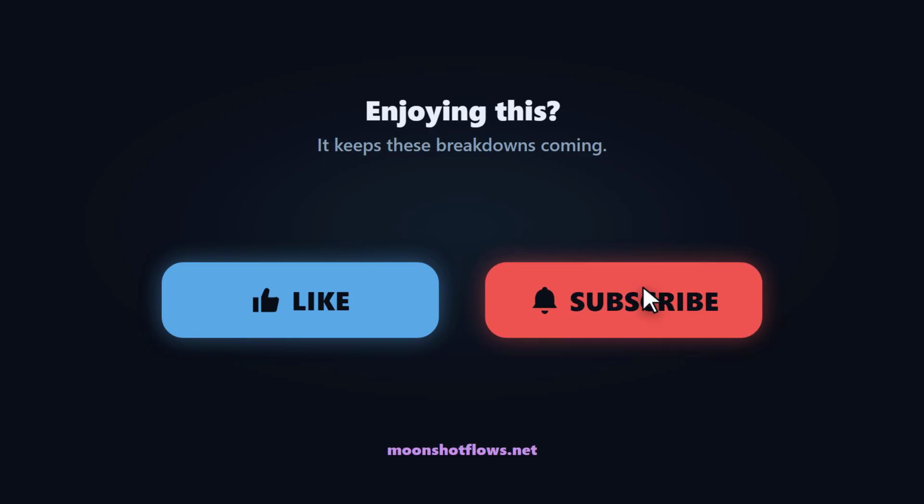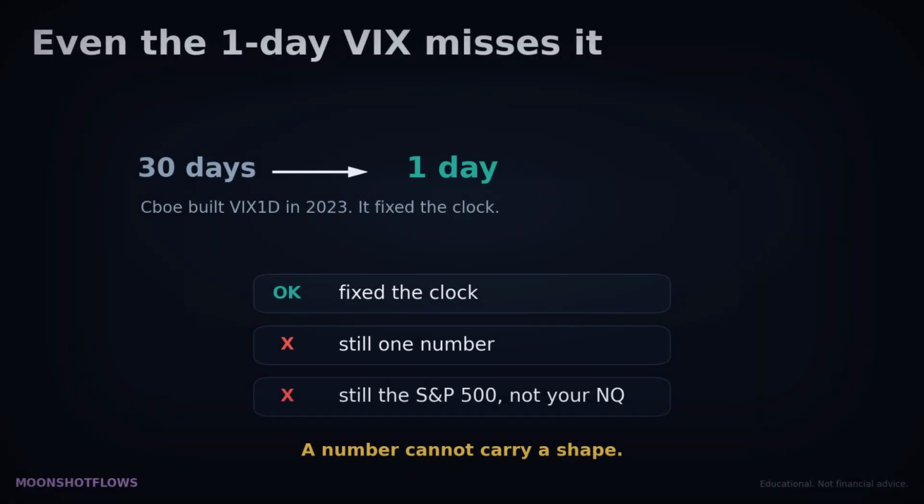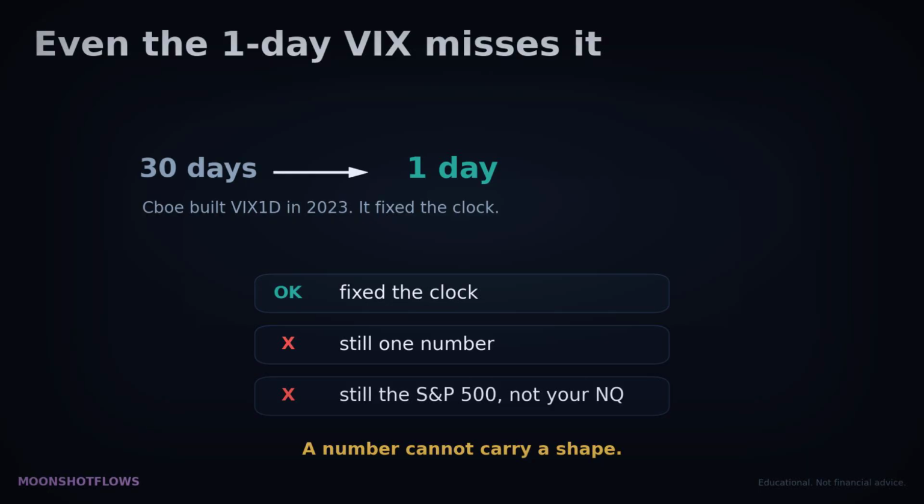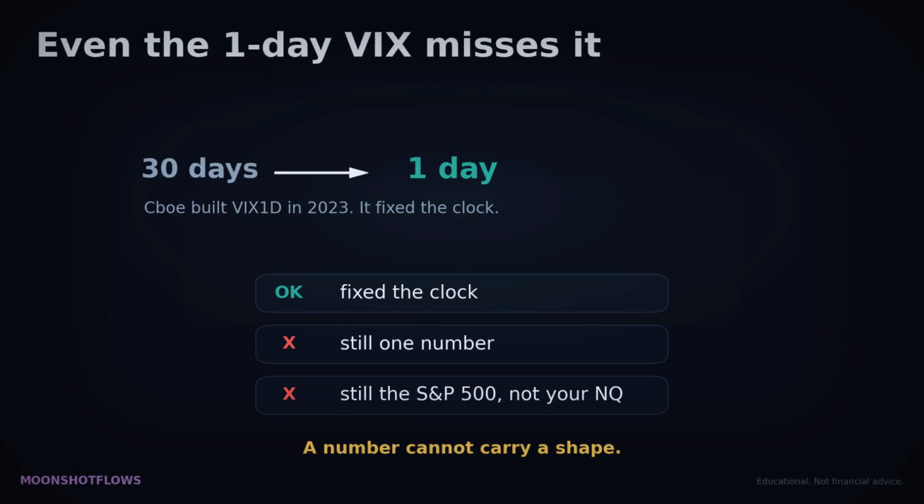Now back to it. The people who make the VIX are not dumb. They saw 0 DTE take over. So in 2023, they built a one-day VIX, a VIX for today. And that's good. That fixes the calendar portion. It finally looks at the front. But it's still one number, and it's still for the whole S&P 500. So it fixed the clock and left everything else.